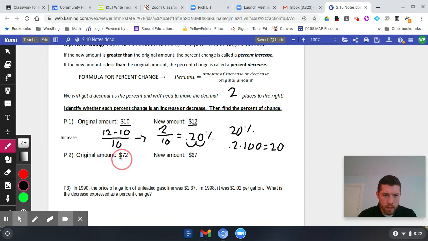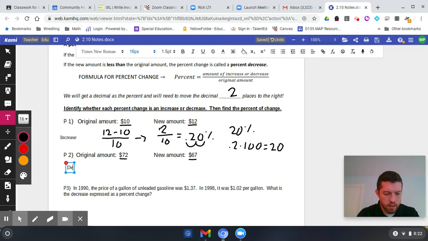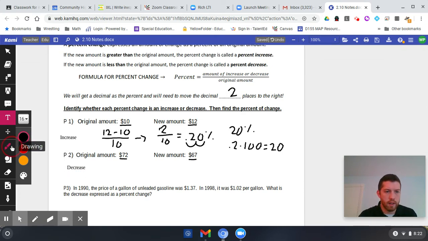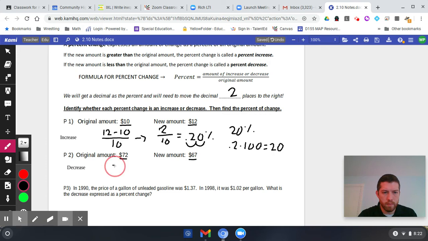The original amount was 72. We love saving money. We love discounts. The new amount is 67. So this is going to be a decrease. All right, but a decrease of how much? Let's find out. So we're going to do 72, our big number, minus our small number, 67. And that's all going to be over our original amount, which is 72.